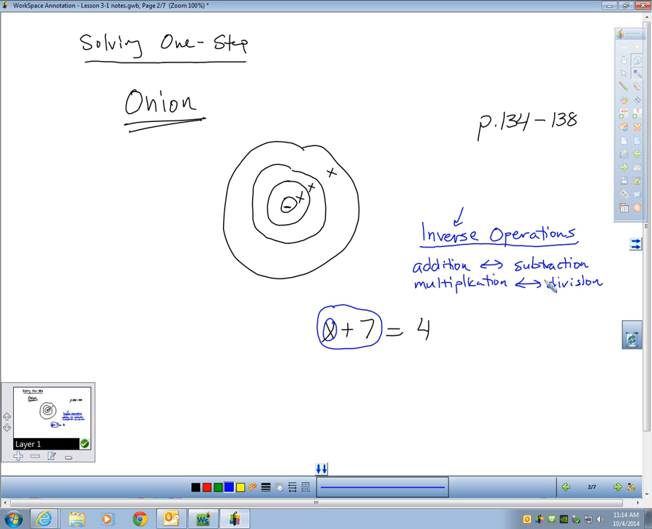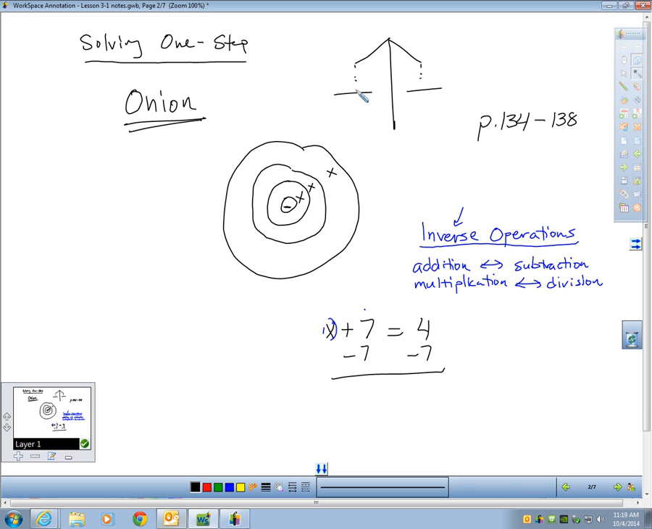Okay? So when I look at this equation and I think about, okay, I have to get rid of this outside layer, which is plus 7, the inverse of adding 7 would be to subtract it. So if I want to peel away this layer of the onion, I have to subtract 7 from the left side of the equation. But remember, equations work like, and I'm sure you've seen this before in your textbook, a balance scale.